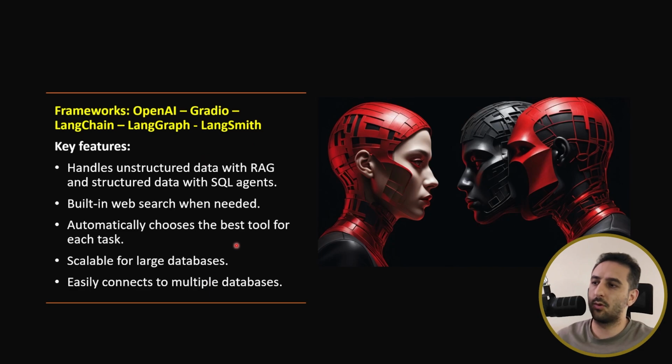And again, just to do a quick recap, these are the key features of our system. Our system handles unstructured data with RAG and structured data with SQL agents. It also has a built-in web search, and it can use it whenever it's needed. It automatically chooses the best tool for each task. And by that, I mean it automatically chooses between RAG and SQL agents. And also it automatically chooses the right database based on the user's question. It is scalable for large databases. I will show you a method that you can apply and see if it can improve the system's performance in case you are dealing with large databases. And also it is easy to connect our system to multiple databases.